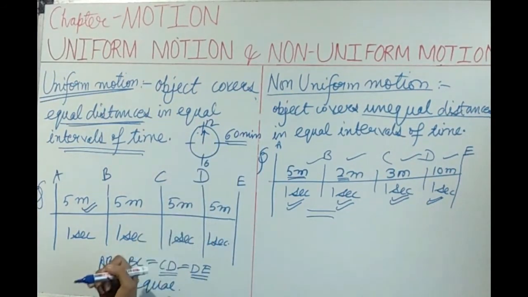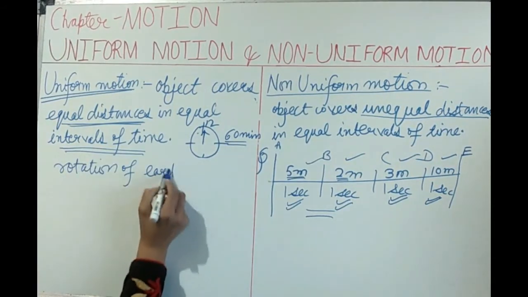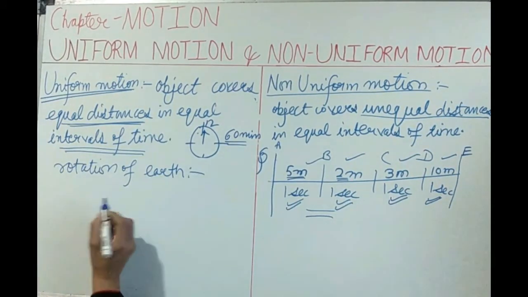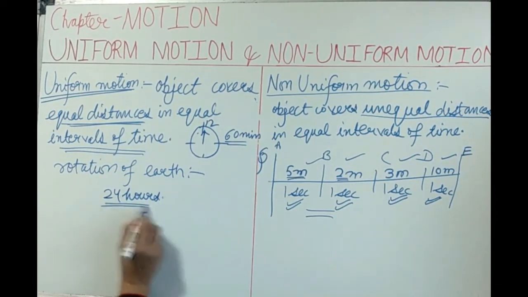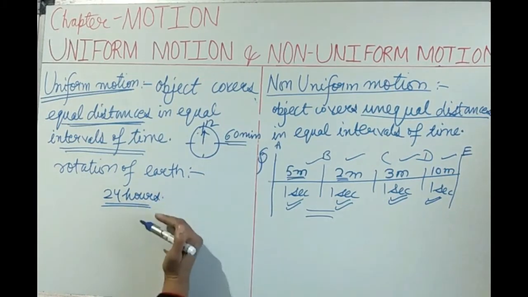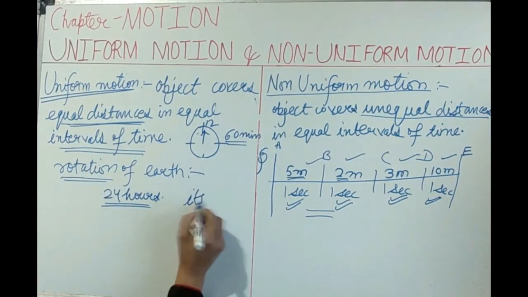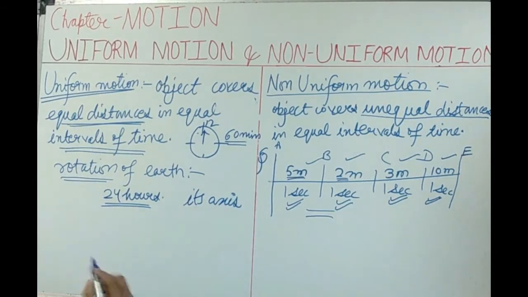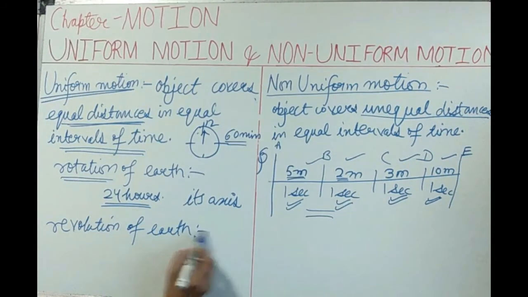Some other examples you can quote here. Rotation of Earth. Earth rotates around its own axis in 24 hours. So that is an example of uniform motion. How much time is it taking? The Earth takes 24 hours to complete one rotation around its own axis. And what about revolution? Revolution of Earth takes 365 days.